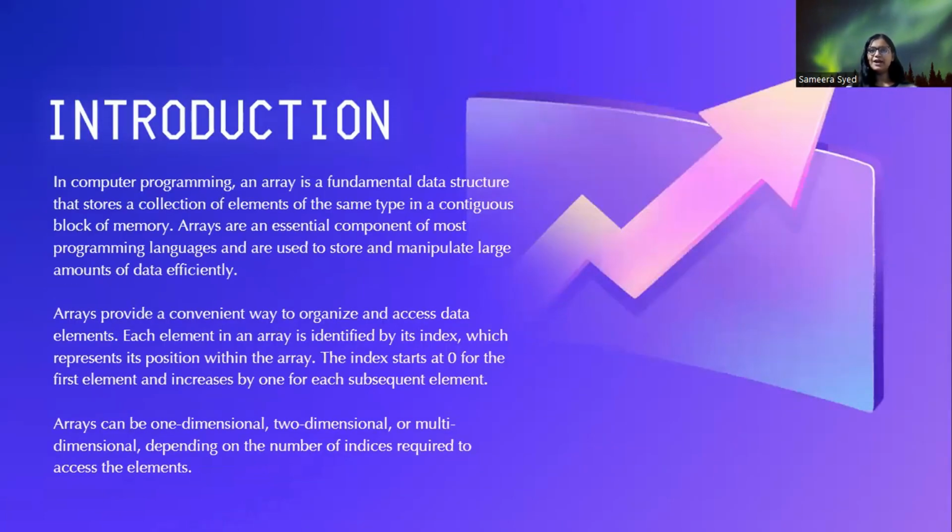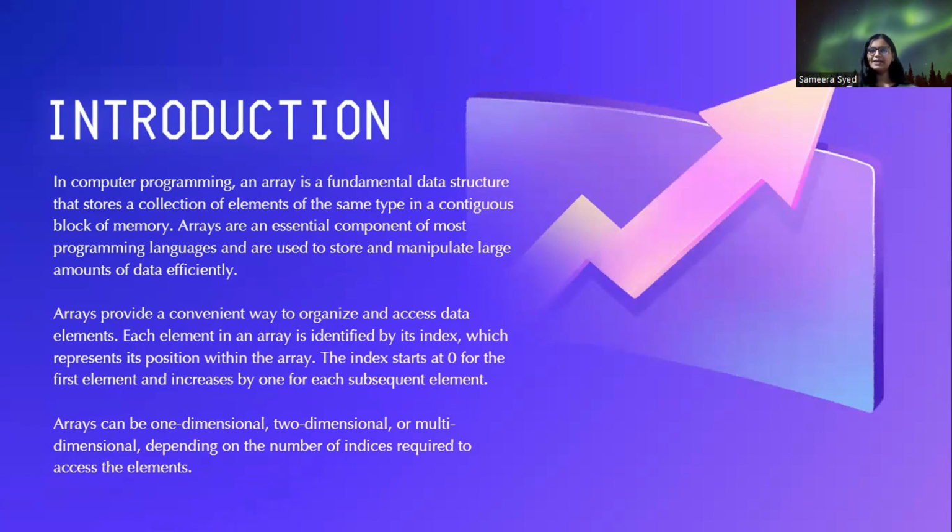Introduction. In computer programming, an array is a fundamental data structure that stores a collection of elements of the same type in a block of memory. Arrays are an essential component of most programming languages and are used to store and manipulate large amounts of data efficiently. Arrays provide a convenient way to organize and access data elements.